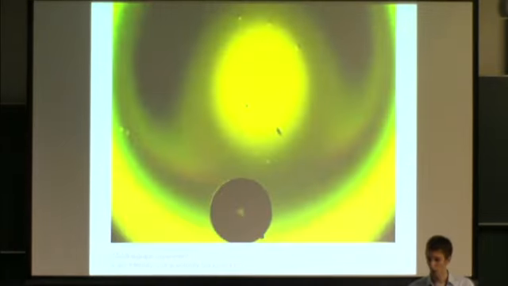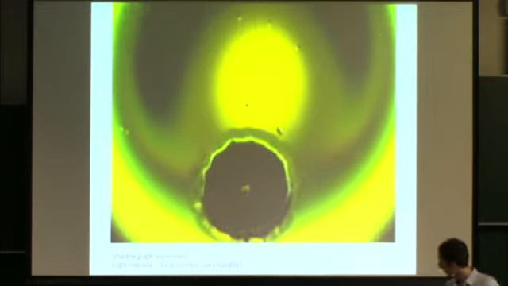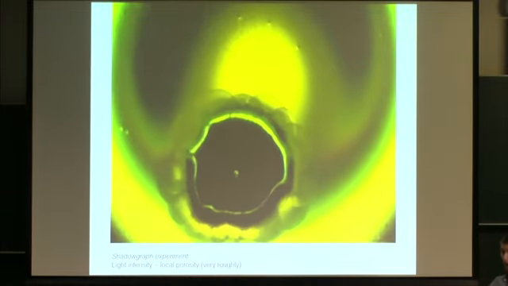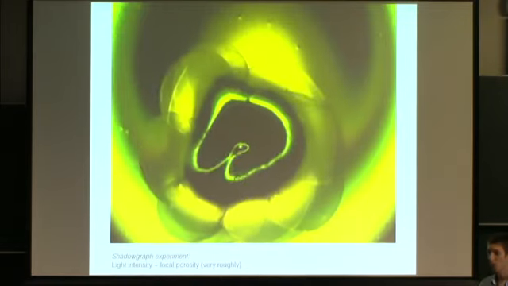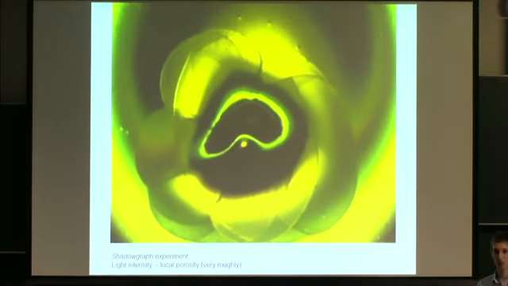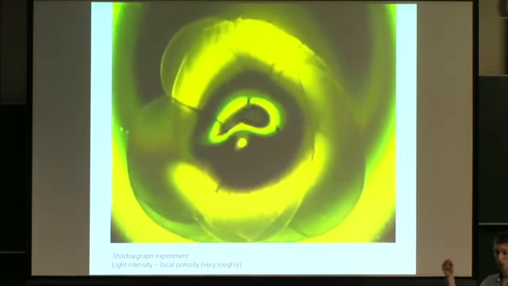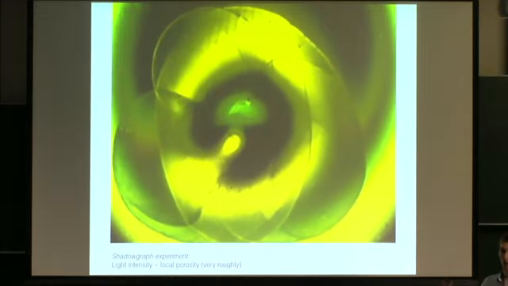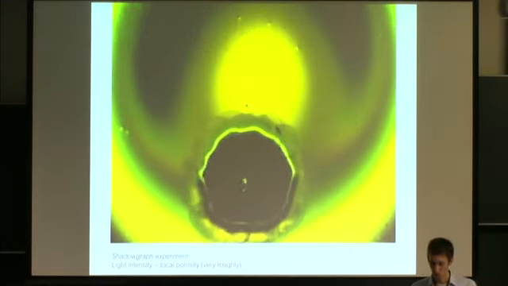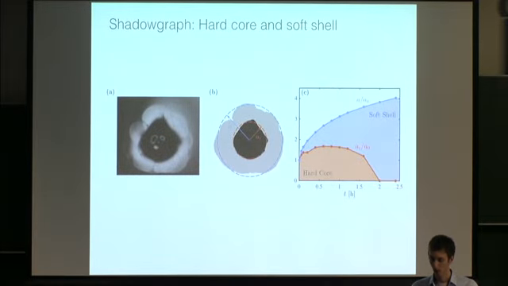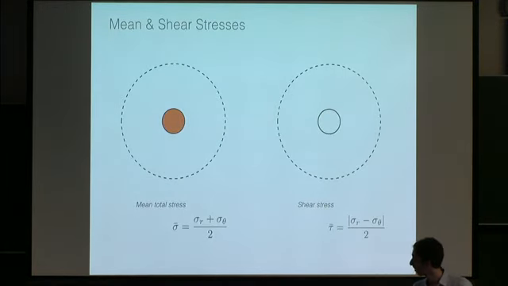This is another movie of swelling, which I'll show you just because it's pretty. This is using a shadow graph. One of the nice things about doing it this way is that you can get an idea of a little bit what's going on inside the gel during the swelling process. So you can see there's a dark core that is evolving along with the outside. And then you can measure some things. And then this is a prediction of the model that I'm not going to talk about.